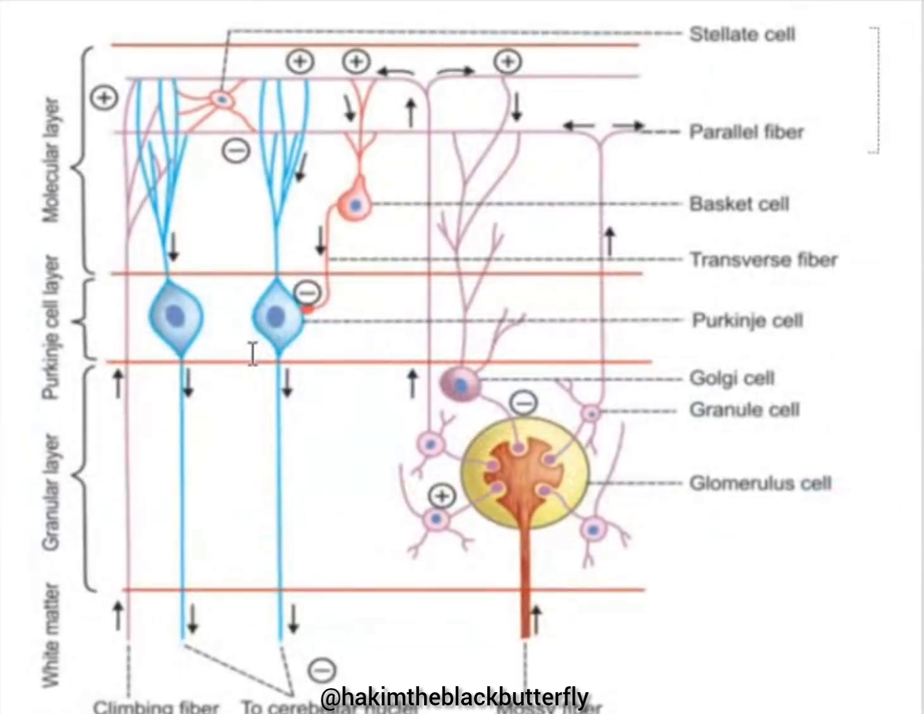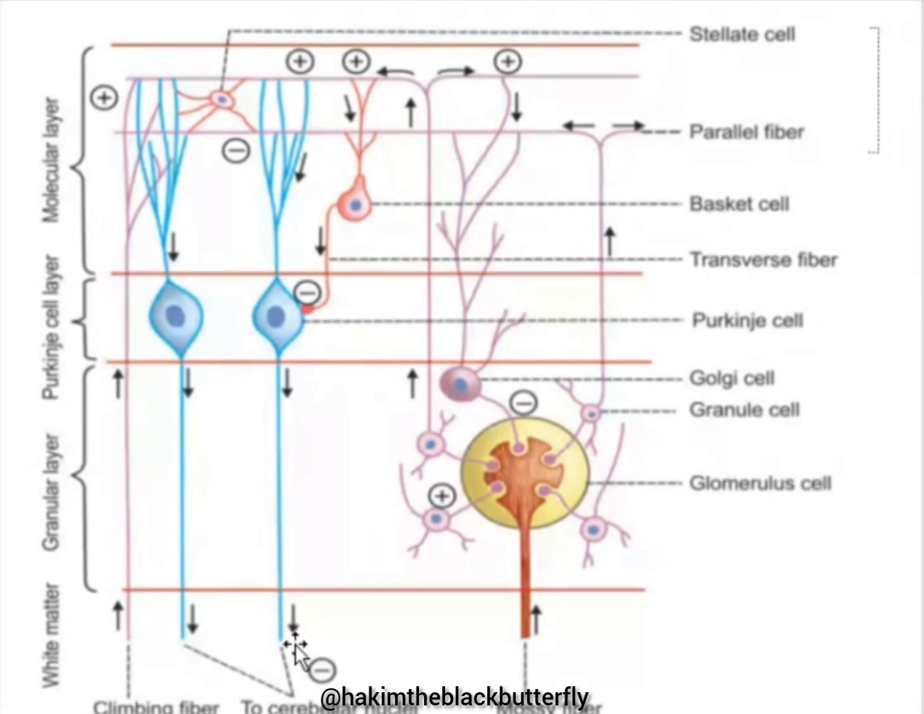Now let us look at the details of this cerebellar cortex. We are now in the cerebellar cortex, that outer layer of the cerebellum. Let us look at its detail. You're seeing black arrows. Some are entering into the cerebellum and some are leaving the cerebellum.